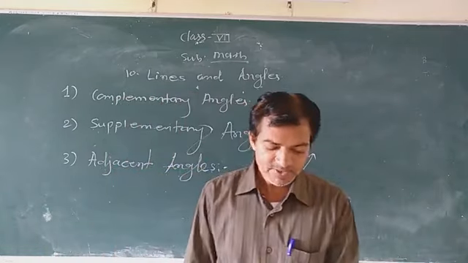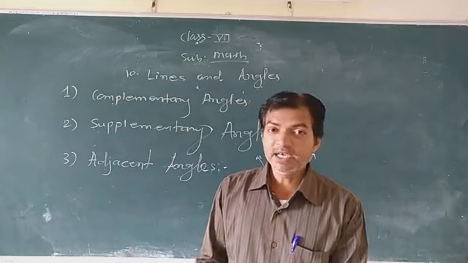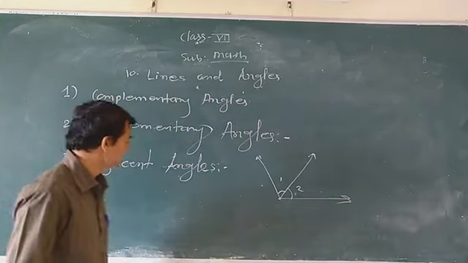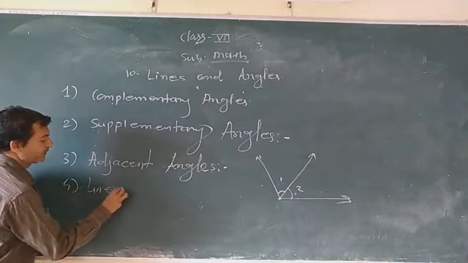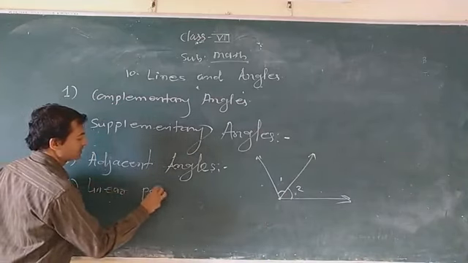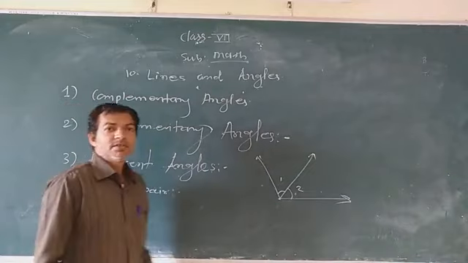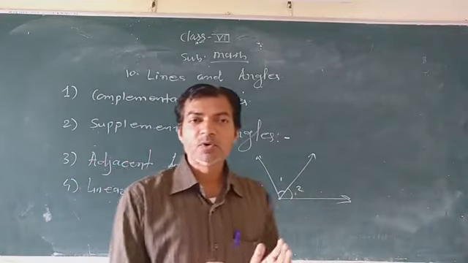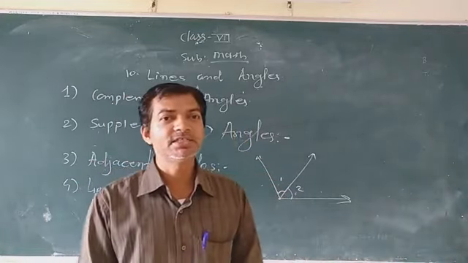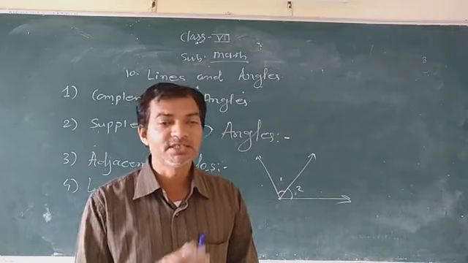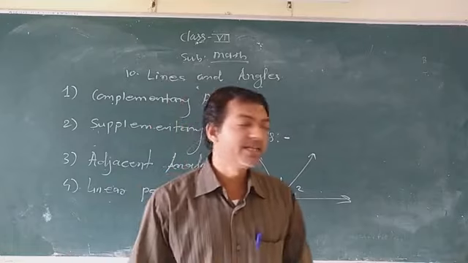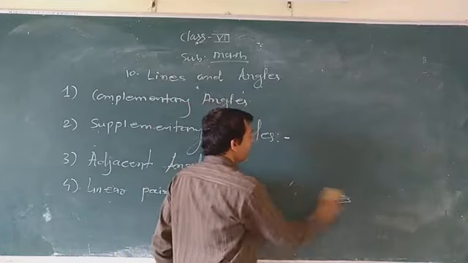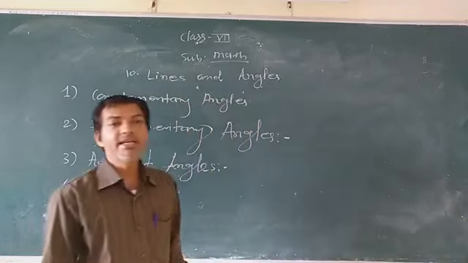Okay. Then linear pair. Linear pair means what? Next one is the linear pair. जितने भी मैं बता रहा हूं, आप सबको वो हेडिंग लिखना है, उसके नीचे डेफिनेशन लिखनी है और उसके नीचे डायग्राम ड्रा करना है. Okay, so what is linear pair? See here, linear pair means what?